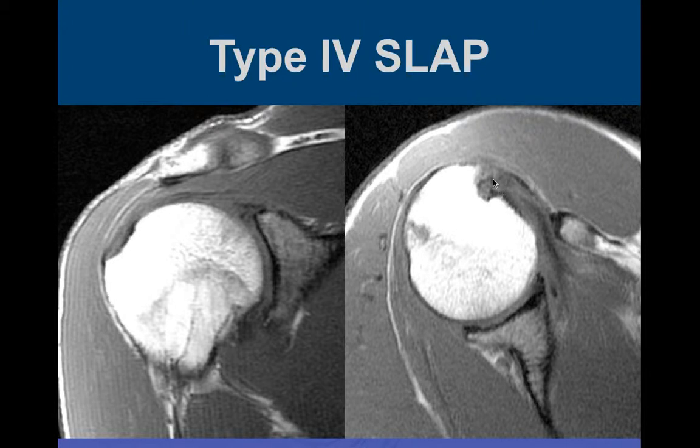And then here we can also see abnormal signal going longitudinally into the biceps tendon. It's very difficult to differentiate what we call tendinosis from a tear. So we see a superior labral tear with increased signal intensity within the biceps. You just need to describe that. And again, I wouldn't use the term type 4 in a report.